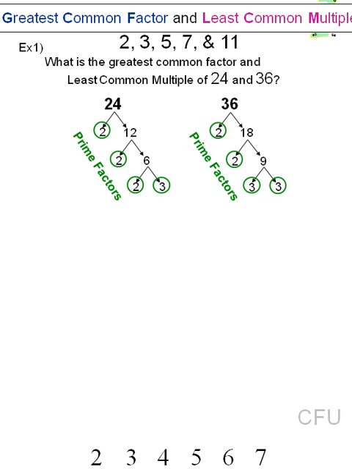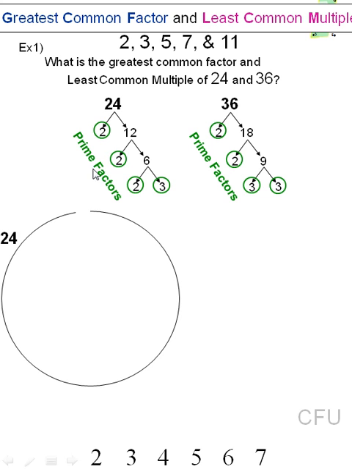Pay attention. Now, I'm going to show you step by step how a Venn diagram works. Here it goes. 24, I'm going to write it over here with a circle. And I'm going to write my prime factors. What are my prime factors? 2 times 2 times 2 times 3. There they are. Are we there so far? Of course, because what is 2 times 2? 4 times 2, 8 times 3, 24. Like I said, if we multiply them, we get the same number.